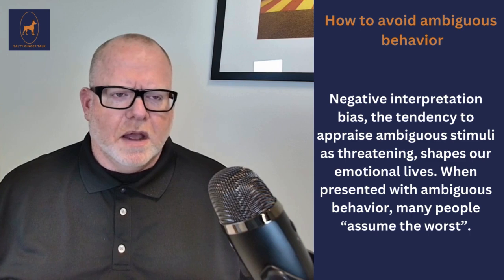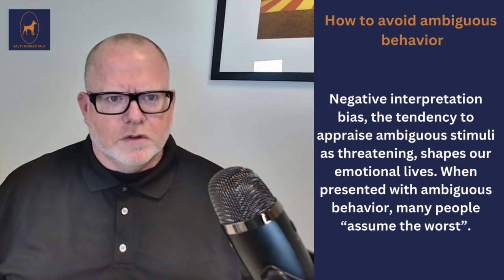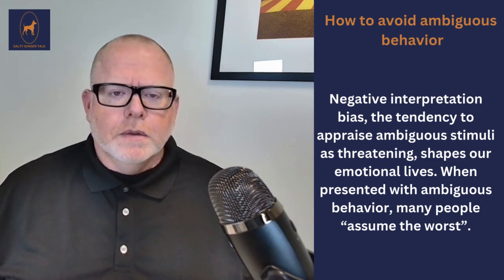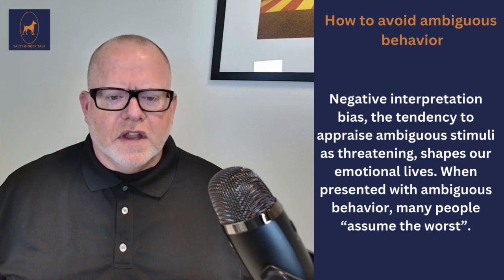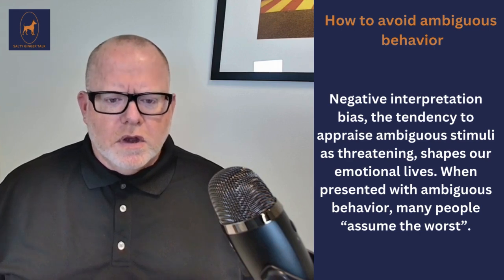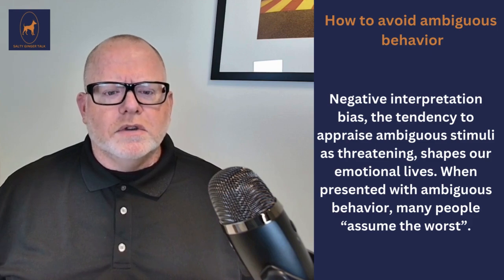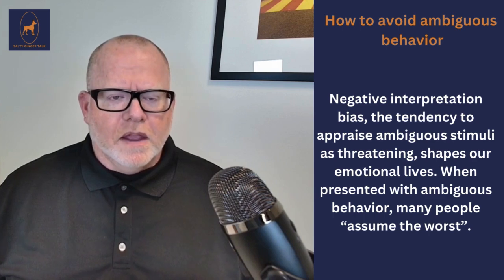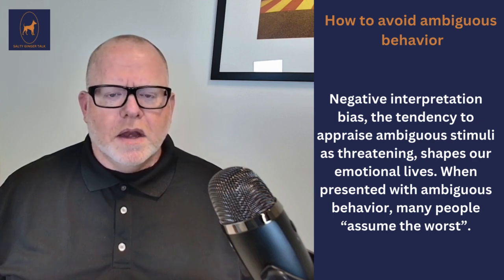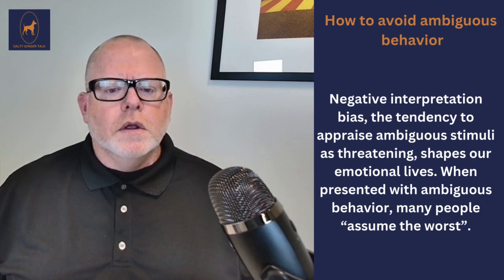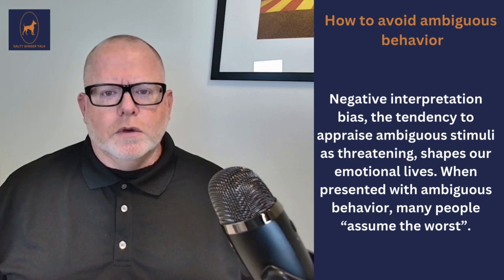And I know, speaking in absolutes, not all ambiguous behavior is interpreted negatively, but there is such a thing as negative interpretation bias. I think many people are subject to it, which is the tendency to appraise ambiguous stimuli as threatening, and that shapes their emotions around many, many things. So when they're presented with ambiguous behavior, many people assume the worst. They think the worst is going to happen.